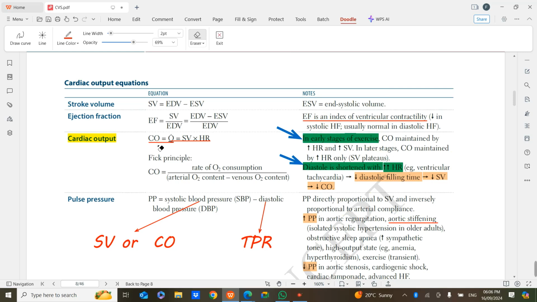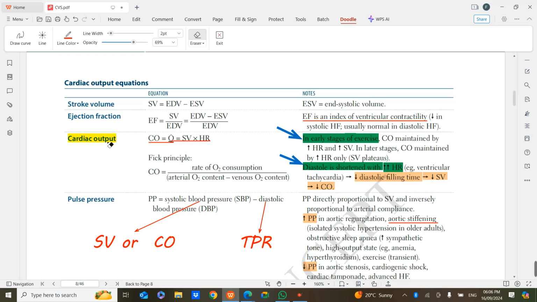This is a formula. Cardiac output is equal to stroke volume multiplied by the heart rate. So if I want to increase the cardiac output, I can increase the stroke volume. I can also increase the heart rate. Any of them that I increase, the cardiac output will increase.